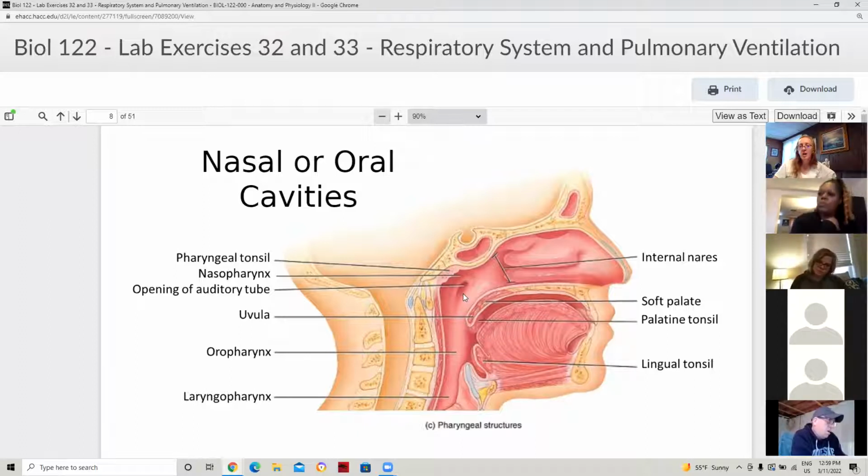The opening of the auditory tube. Remember from last semester what the auditory tube was, if you had me especially, because we only covered one special sense. I was told to just pick one, and I used hearing and balance because that's what I'm most familiar with. So the opening into the auditory tube, this is the tube that connects with your middle ear. You remember that from last semester?